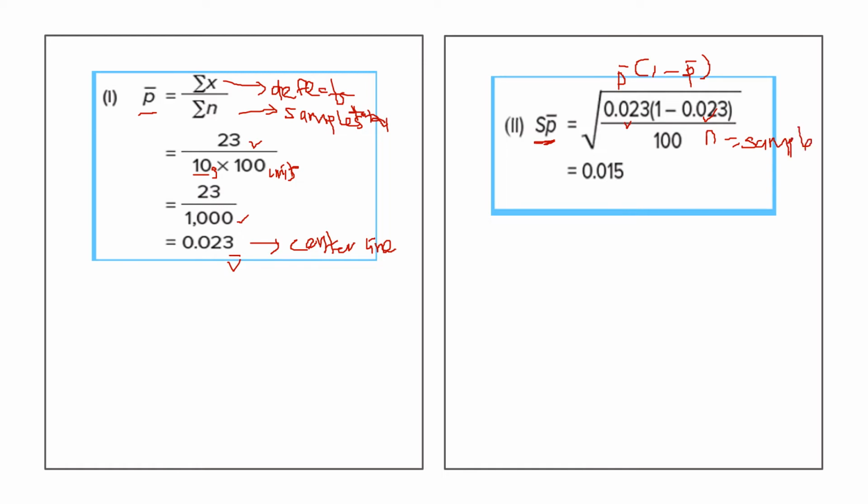Sample size. Maybe you will be a bit confused between these two numbers. Is it 10 or is it 100? Okay. So 10 here is actually 10 samples, not the size of the sample. We have 10 samples, and in each sample we have 100 units. So what is the sample size? Each sample, the size is 100 units. So this is not the sample size. This is the one. So 100 is n, that is the sample size. So one sample, what is its size? That is 100 units. So the standard deviation is 0.015. Don't forget the square root over here.